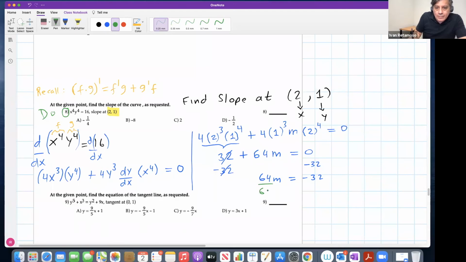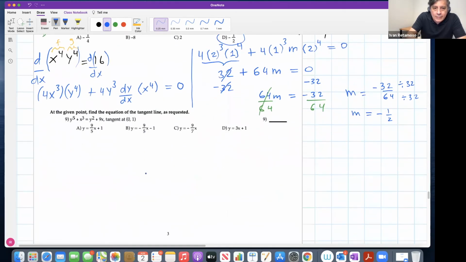Dividing by 64 on both sides of this equation, I get that m equals minus 32 over 64. But simplifying, right? Simplifying, this is just minus 1/2. Right? Excellent, guys. Excellent. You see the shortcut is good because otherwise you have to isolate this, which might not be so easy, right? So following the shortcut is a good one.